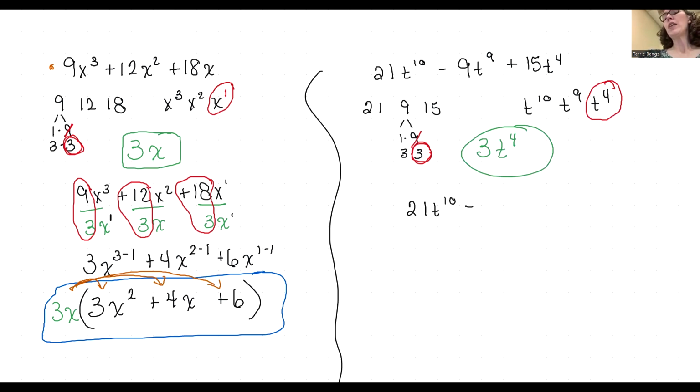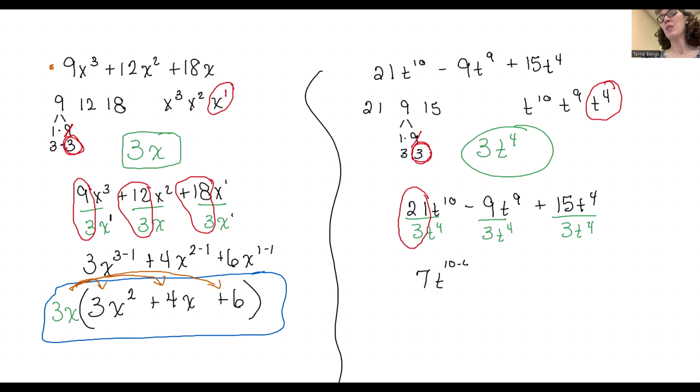So we're just going to rewrite down the original problem, and then we're going to write our greatest common factor underneath it. Remember, we're going to do that division. So let's put that greatest common factor underneath each one. All right, and so now we're going to start with that first term, and we have 21 divided by 3. And we know that 21 divided by 3 is 7. And then we have our t for our variable, and it's our top exponent minus the bottom exponent, so it's 10 minus 4.